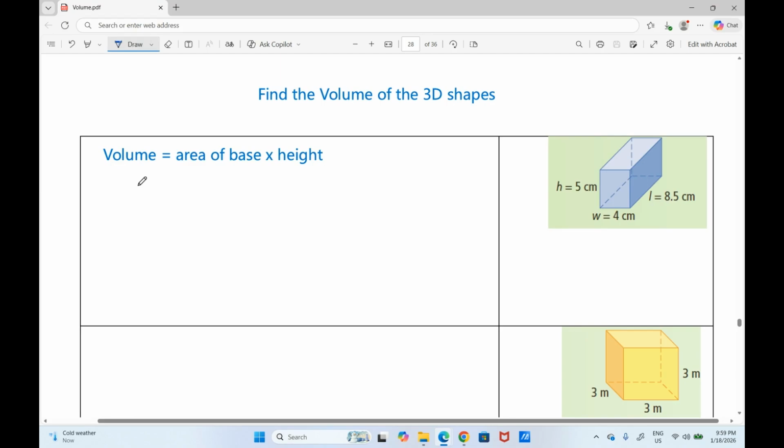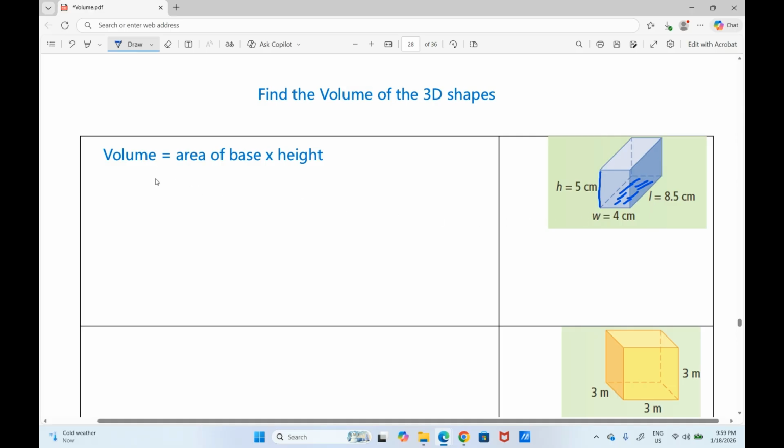Hi class, in this video I'm going to be talking about how to find the volume of 3D shapes, and the first shape we're going to focus on is the rectangular prism. To find the volume of any shape, we just need to know the area of the base times the height. I like to let the area of the base be on the bottom, and then I simply times it by my height, which in this case would be 5.